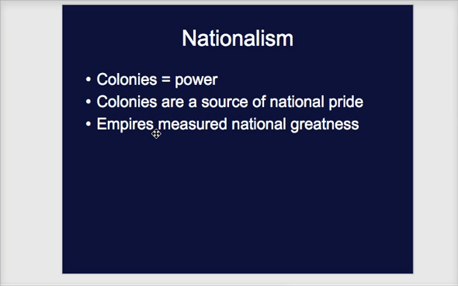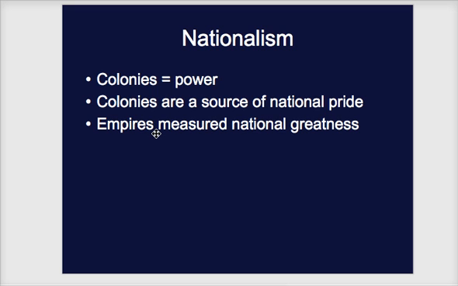Another cause of imperialism is something you wouldn't think about: nationalism, pride in one's nation. How does pride in one's nation bring about imperialism? Well, colonies meant power. When Italy and Germany especially, they are a strong military. They have a strong army.